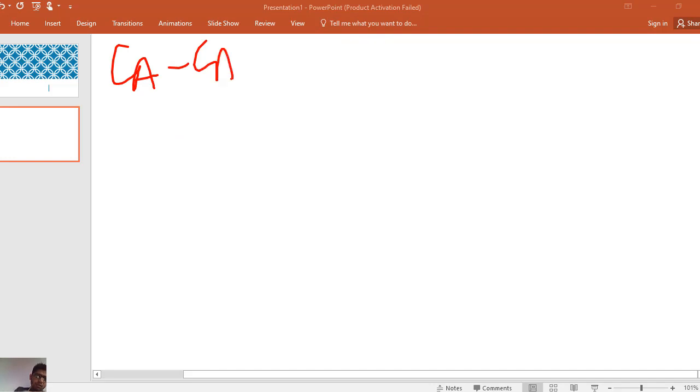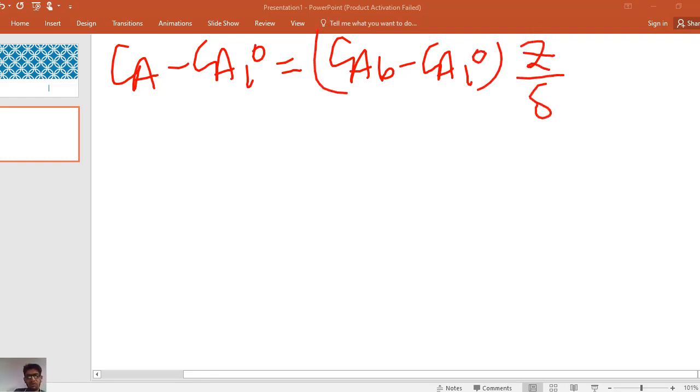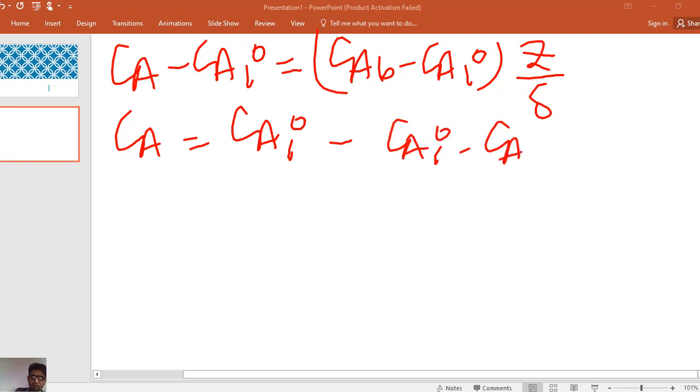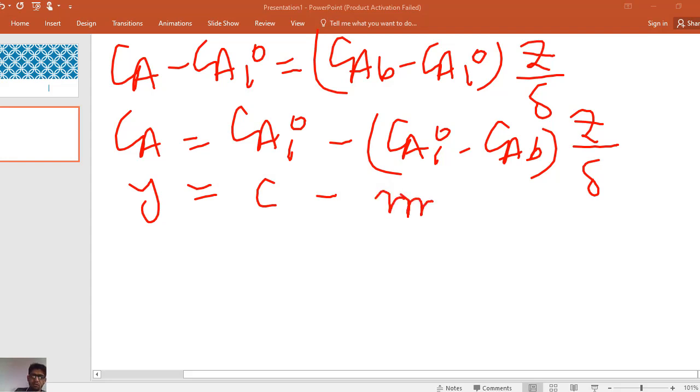Ca minus Cai equals (Cab minus Cai) times Z divided by thickness. We can also write it as Ca equals Cai minus (Cai minus Cab) times Z divided by the thickness of the stationary layer. So this is y equals c minus m into x. So it is just like a straight line.